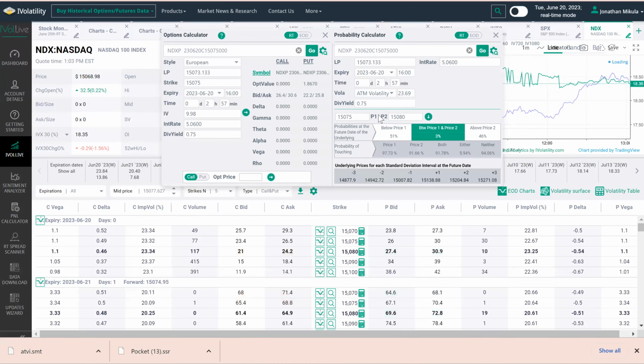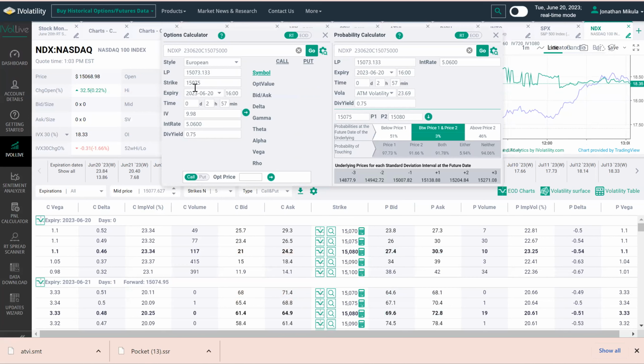But this is a good example of how you can use the probability calculator with different strike prices and see what the probability is that the underlying will hit those different levels at expiration. You can also come over here to the options calculator. This one is European style. We also trade American, but NDX, SPX, VIX trade as European style, so you can't exercise early.